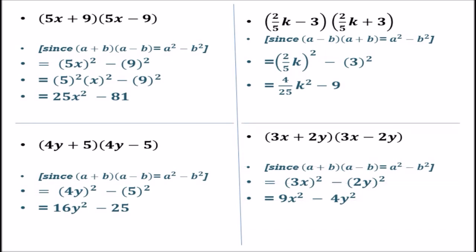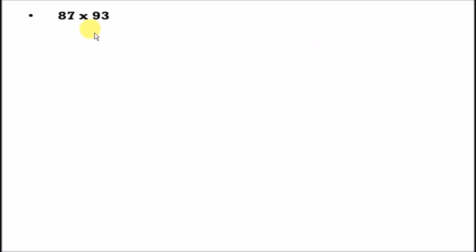Using the same identity, we can find the product of numbers as well, which can take up the form of a plus b into a minus b, or the other way around. For example, the product of numbers 87 into 93. Here 87 can be expressed as 90 minus 3. 90 minus 3 is 87. And 93 can be expressed as 90 plus 3.